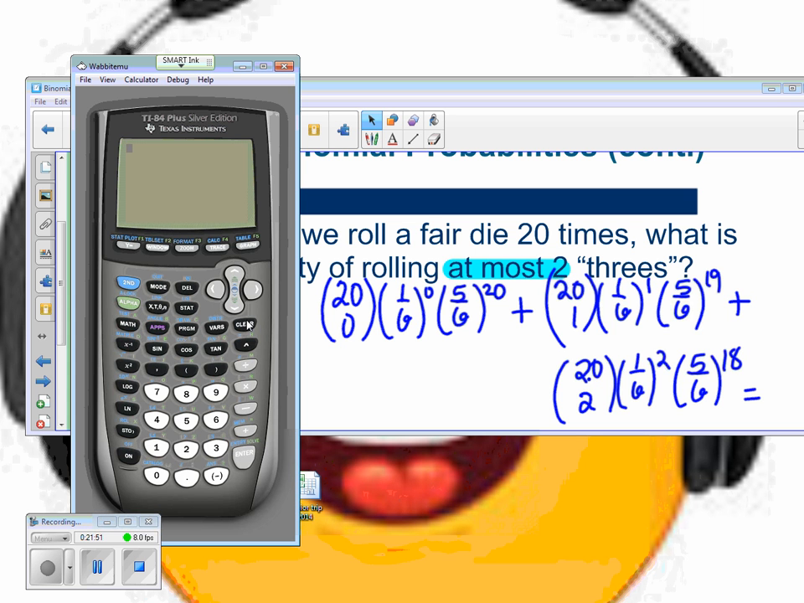So what you need to do is the binomial distribution is found under distributions, which is second vars. So find it on your calculator. Second vars.